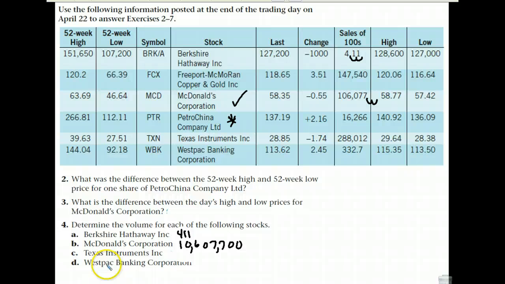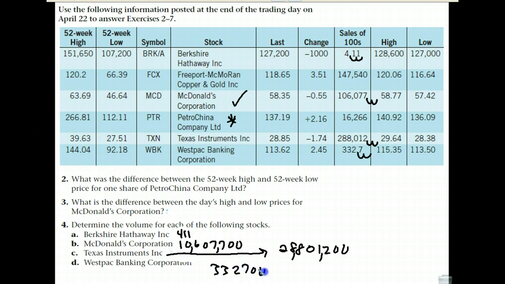Go ahead and pause it, take a moment, and try to do Texas Instruments and Westpac. All right, so for Texas Instruments, same process here. If we go to Texas Instruments, the decimal point is here, so bump it twice to the right. I'll draw an arrow out here. So for Texas Instruments, we're talking about 28,801,200. Throw your commas in there. And then lastly, for Westpac Banking, which is the last one here, move it twice to the right again. So it's going to be 332,700. So we're talking about 332,700 shares.